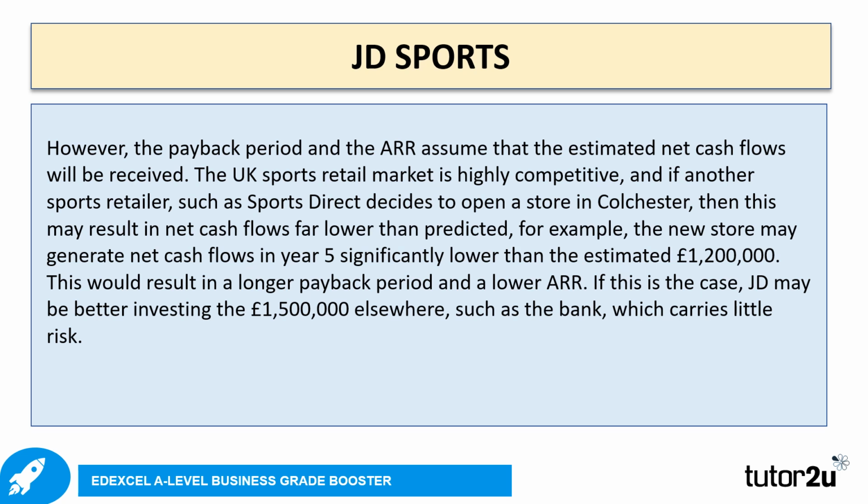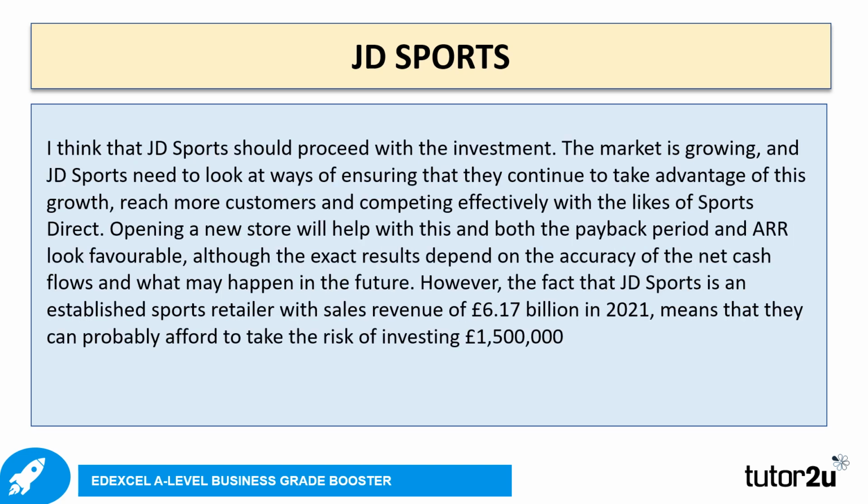So once again, we've got logical, coherent chains of reasoning, which are well contextualized. We've also brought in some data from Extract A in terms of the estimated net cash flows in year 5. So looking at our 2 paragraphs, well contextualized, logical, coherent chains of reasoning, all we need now is our supported judgment. So here we go.